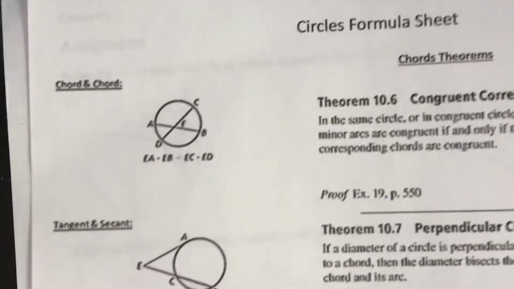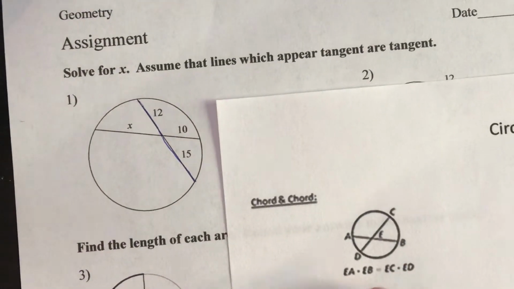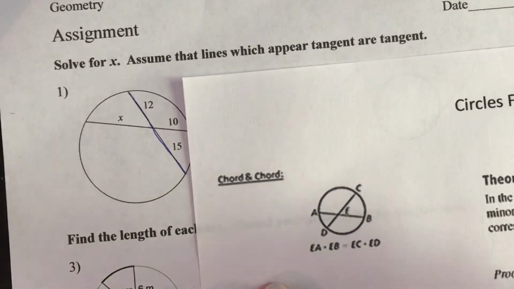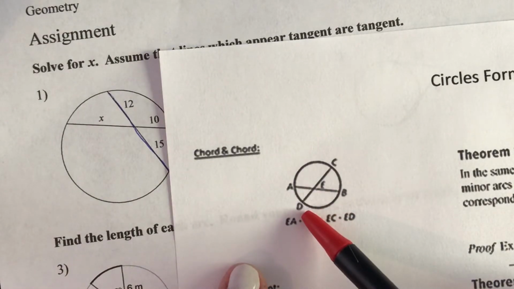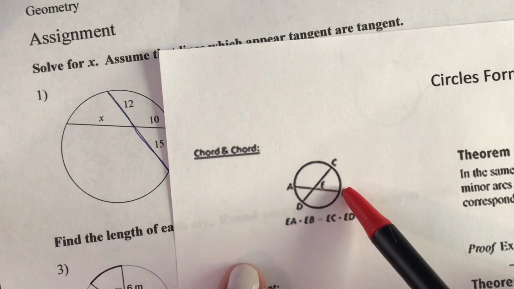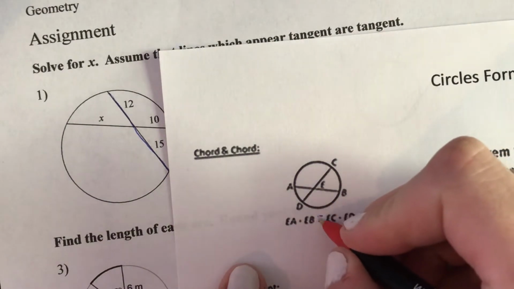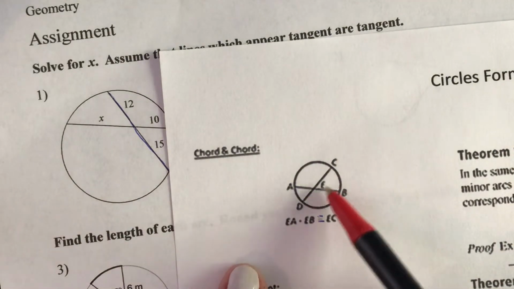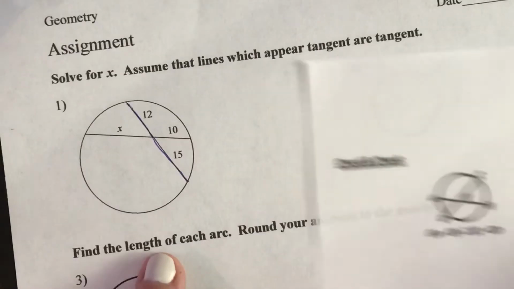So for this first one, I'm going to look at my formula sheet. And you can notice that this picture and this picture right here look very similar. So what this formula is telling me is to multiply EA and EB together and set it equal to EC times ED. Okay, so we're going to do that.